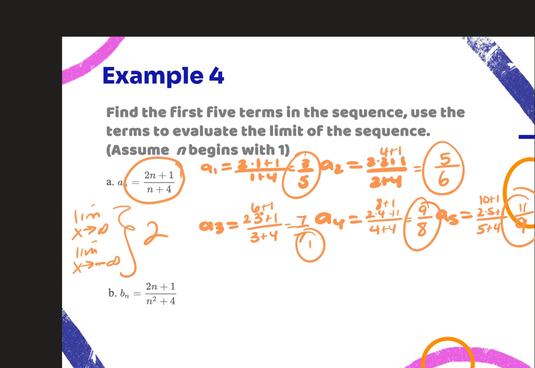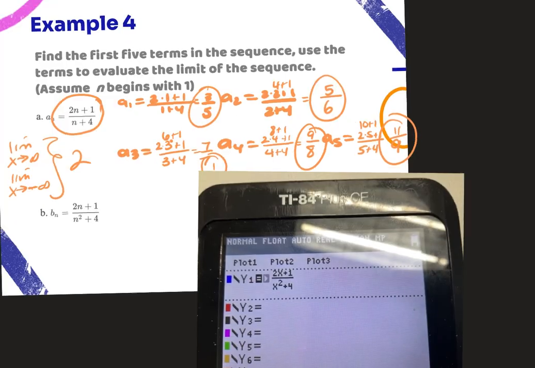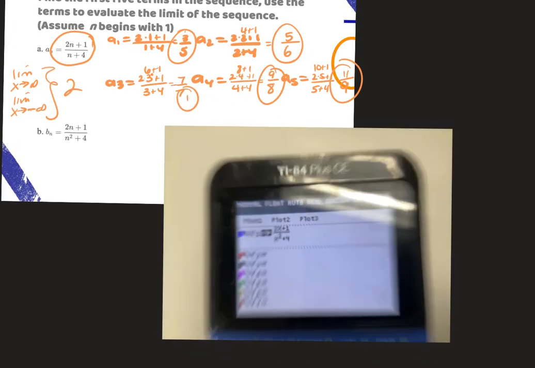Okay, now let's plug in the bottom one into the calculator so you can see what happens. So grab your calculator. And we're going to make y1 2x plus 1 over x squared plus 4. Okay, so I put it in the calculator, and then I'm going to hit graph.